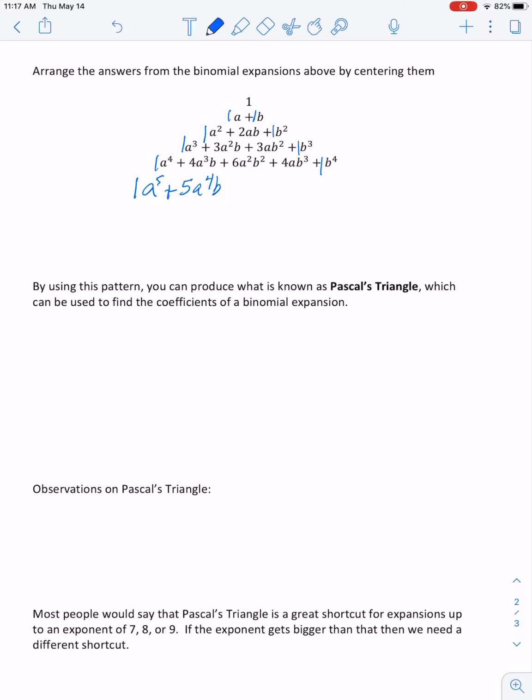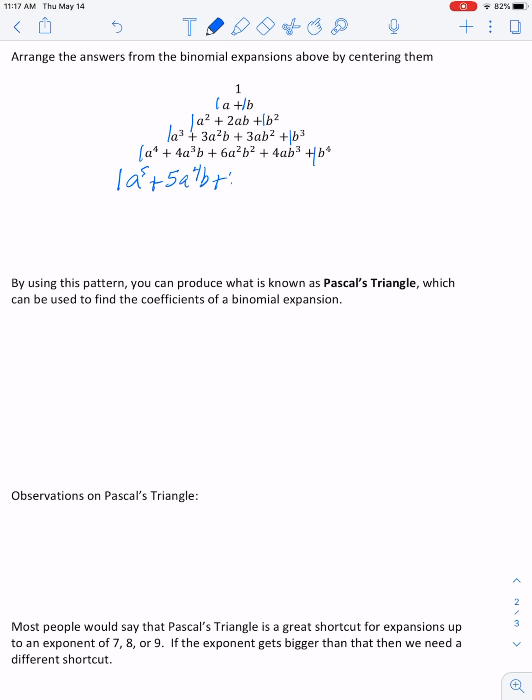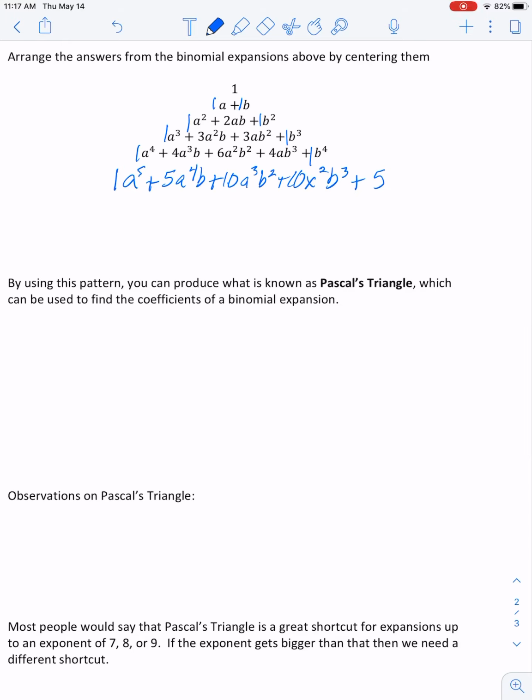You got a 4 and a 6, put those together, and you get 10. And that would be a cubed b squared. You got another 6 and a 4, so that's a 10. A squared b cubed. Got a 4 and a 1, and that's a 5. A b to the 4th. And then, of course, the last term is always going to be a 1. It'll just be the b by itself.